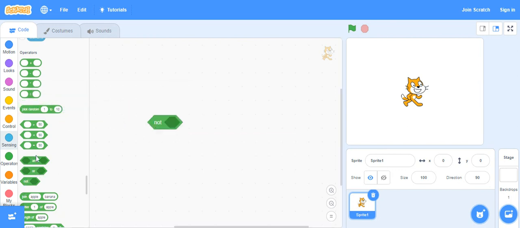Not. Now this is an odd block. You see, 80 is not equal to 50, but it is reporting true because the not block reports the opposite of what it is given. You see, this reports false. But now we put it in the not block, it will report true.